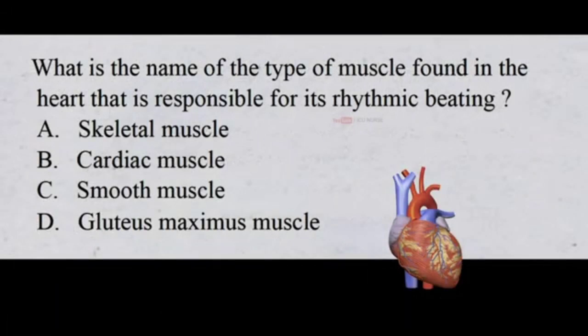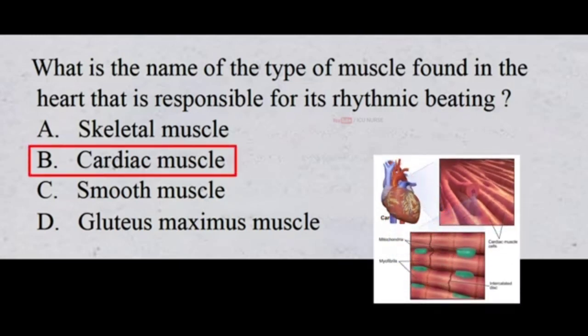What is the name of the type of muscle found in the heart that is responsible for its rhythmic beating? A. Skeletal muscle. B. Cardiac muscle. C. Smooth muscle. D. Gluteus maximus muscle. And the correct answer is B. Cardiac muscle. Cardiac muscle present in the heart is responsible for its rhythmic beating.